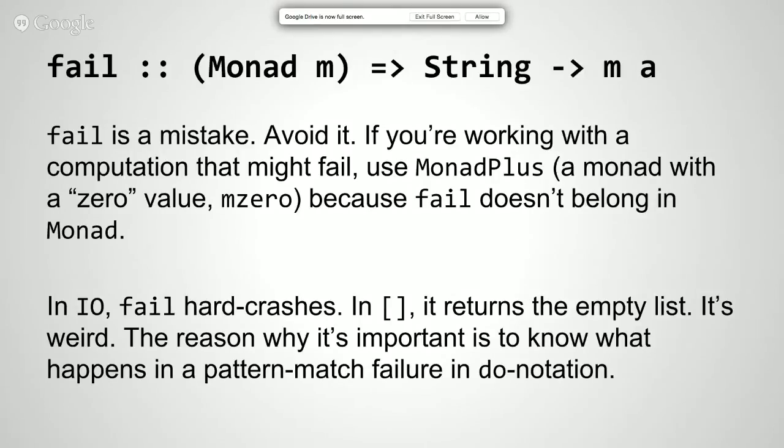And the reason it's important to know the behavior of this strange method is that when you pattern match in do notation, if your match fails, it's a call to fail, the fail method. So it actually is important to know this, because in the list monad, failure in a pattern match doesn't mean that it hard crashes. It doesn't mean the computation goes to shit. It just means, okay, everything that doesn't match this pattern, I'm going to throw out.